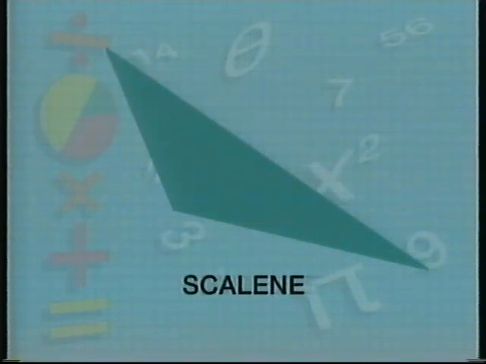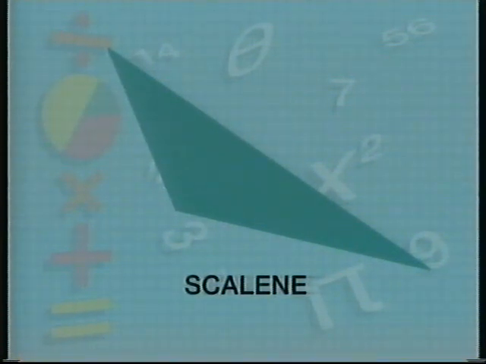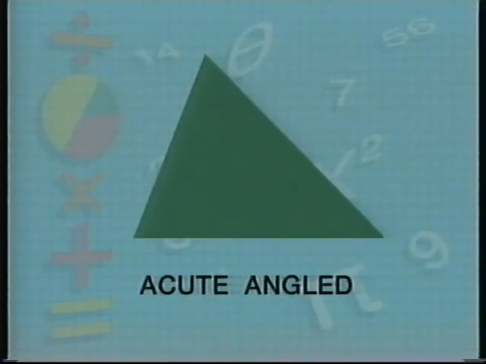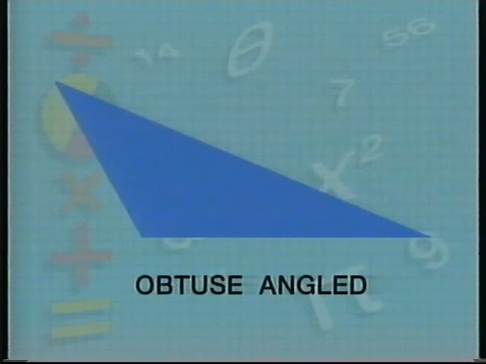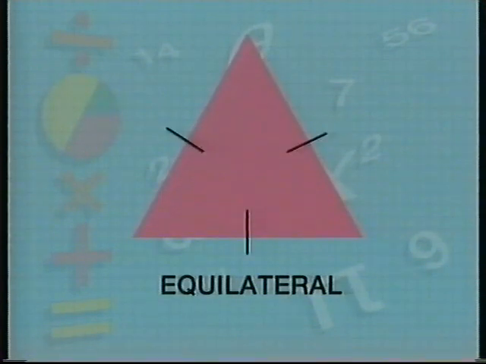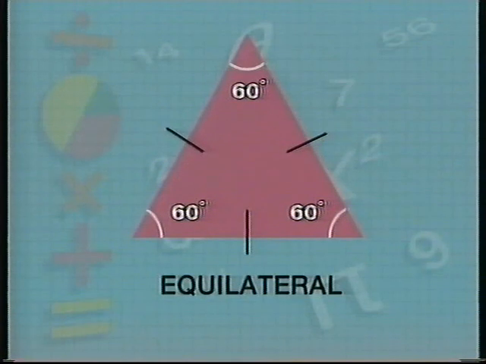A scalene triangle has no sides the same length and no equal angles. An acute angle triangle, every corner is an acute angle. A right-angled triangle, one of the angles is 90 degrees. An obtuse angled triangle, one angle is greater than 90 degrees. Equilateral, all sides the same length, all angles the same at 60 degrees.